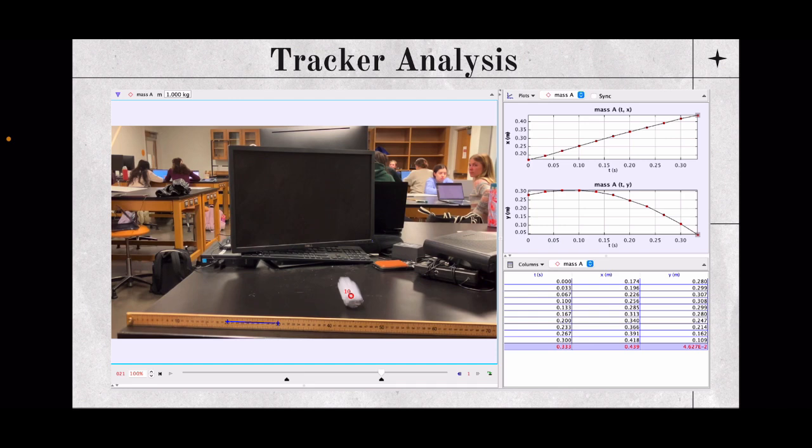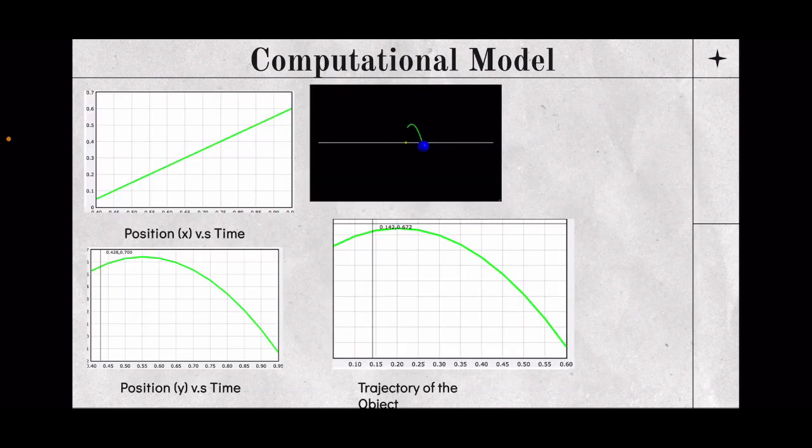For our Tracker analysis, as you can see from the graphs, the x position graph is linear while the y position graph is parabolic. And then in the next section, when using our computational model in GlowScript, we can see more clearly that the position x versus time is linear, which means specifically that there's no net force acting in the x direction. While the position y versus time is parabolic because of that net force of gravity. It causes that graph to shift from a linear graph to a parabolic graph, which means that the velocity going downwards is increasing as the ball moves down. And then the trajectory of the object also shows this gravitational force acting as the net force.